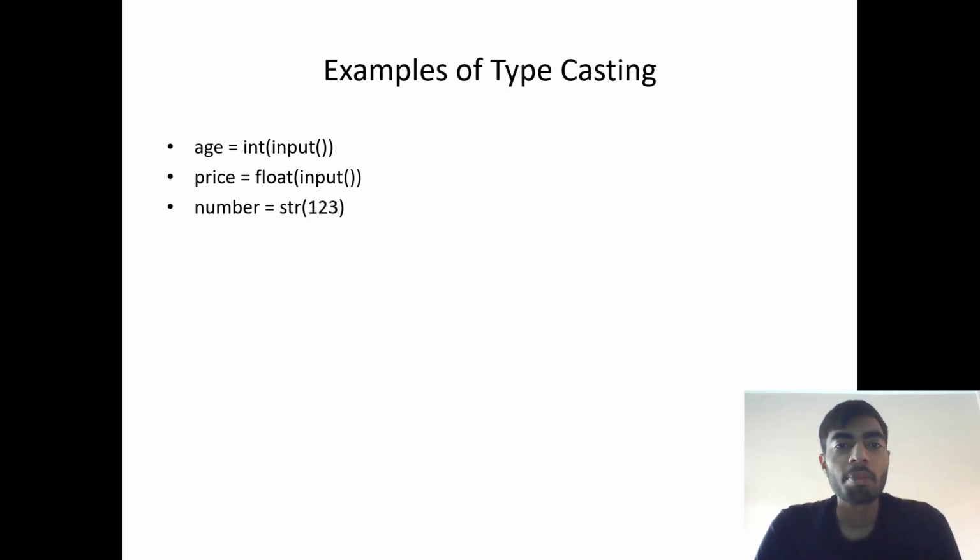Let's look at a few examples. The first example converts the user's age into an integer using the int function. The second example converts the user's price into a floating point number using float. The third example converts the number 123 into a string using str. These examples show how easy it is to convert between different data types in Python.